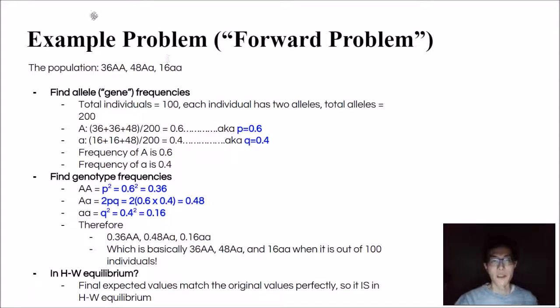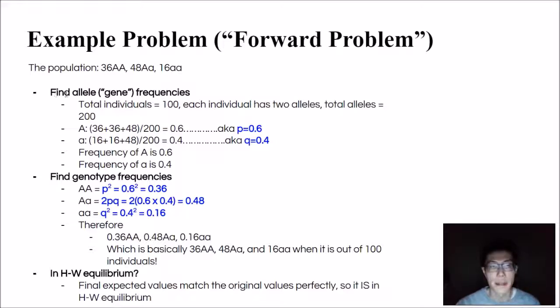Okay, so this is what I like to consider to be a forward problem, where you're given some kind of a population with the number of individuals, so you have to figure out whether this population is in Hardy-Weinberg or not. In order to do that, you have to do the calculations and look at the results and whether they correlate with the original or not. So let's look at this. The population is 36 big A big A, 48 big A little a, and 16 little a little a.